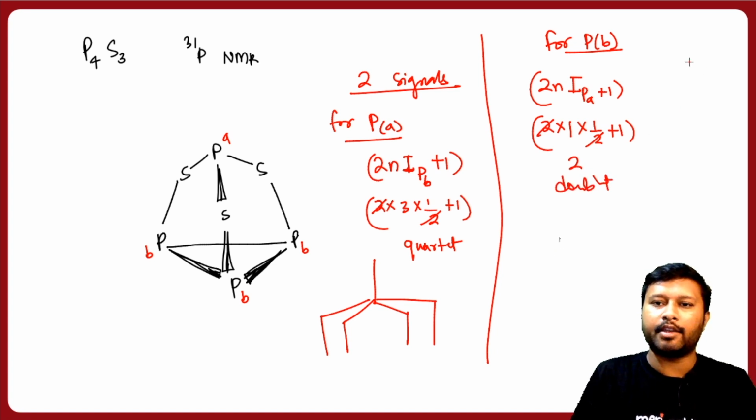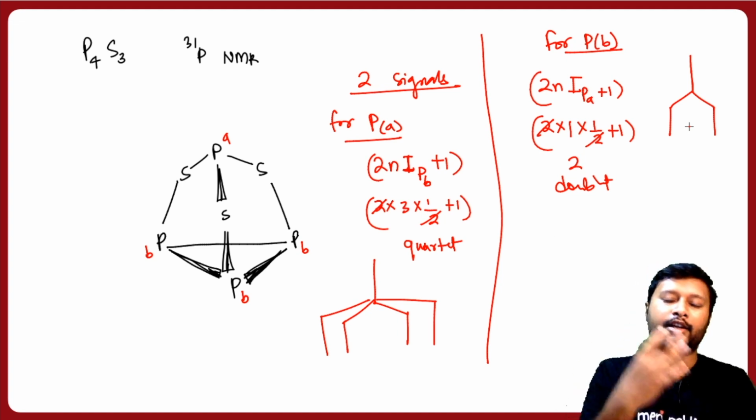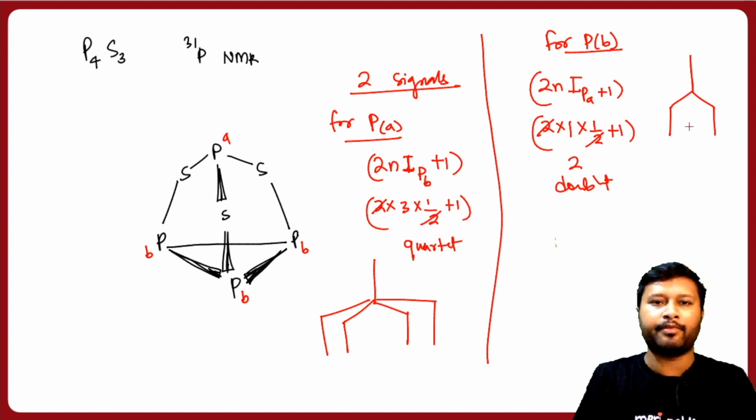What I can say is a single line coming from the phosphorus of type B is going to split up into 2 lines with the help of phosphorus of type A. So phosphorus of type A is going to show you a quartet, and phosphorus of type B is going to show you a doublet. So in the overall spectrum you will get a doublet and a quartet. That's how we find out the splitting, and how many lines there are going to be.